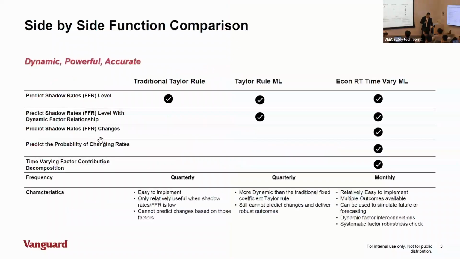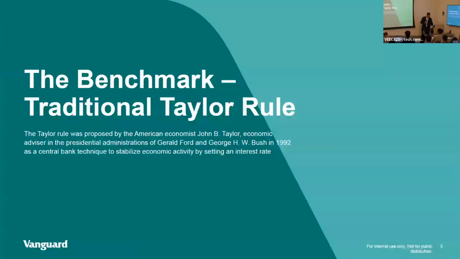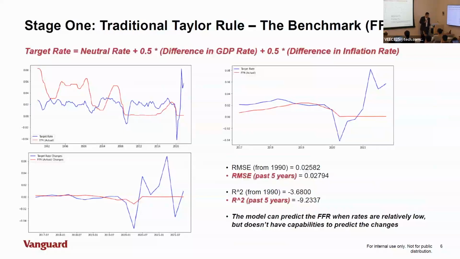One thing I want to mention is, as I said, why this thing is important. But another thing is how the Fed really makes decisions. If you monitor Bloomberg, CNBC or whatever, people are always talking about the Taylor rule. So what is the Taylor rule? I will give a quick introduction.